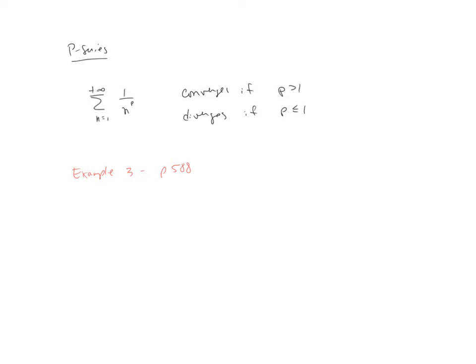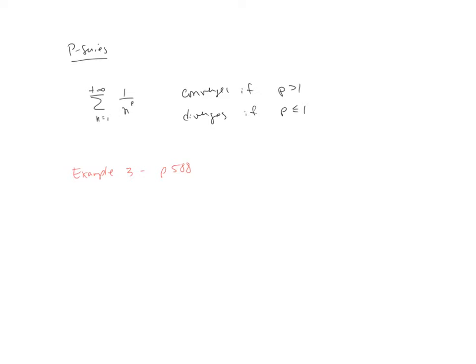For p-series, you're going to have this 1 over n raised to the p. And if that's the case, if p is bigger than 1, the infinite series is going to converge. If p is less than or equal to 1, then the infinite series is going to diverge.